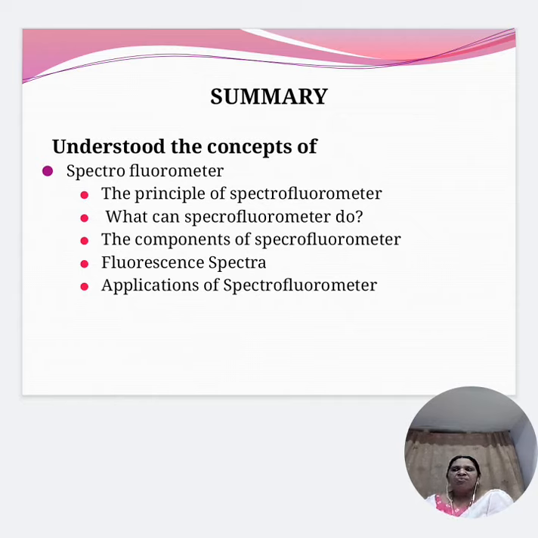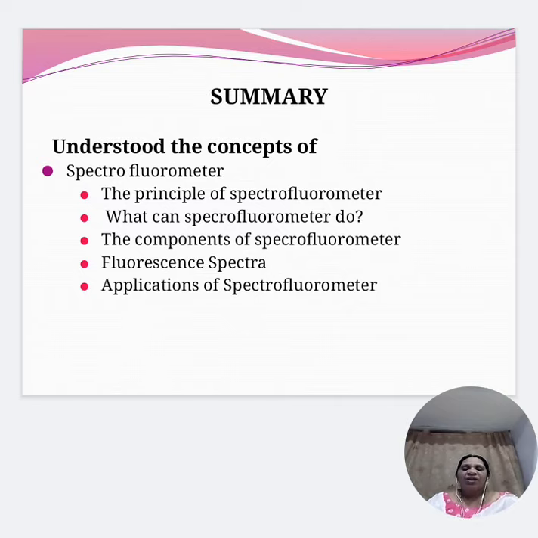Then we have studied what the spectrofluorometer can do. It is used for direct or indirect analysis, qualitative and quantitative analysis, by measuring the fluorescent intensity, capital F. It is a relatively inexpensive and sensitive instrument which can measure approximately 1,000 times greater than absorption spectrophotometric methods.